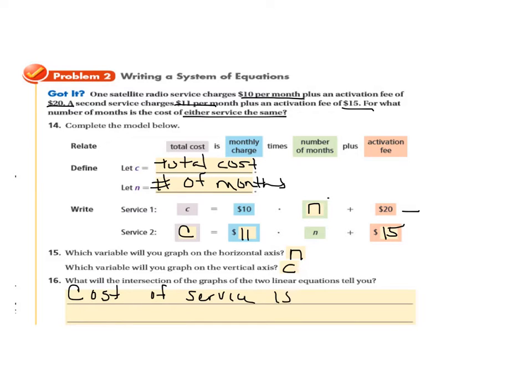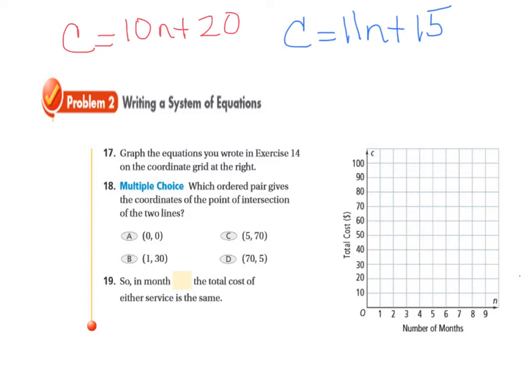All right, these are our two equations at the top, and we're going to graph those on the coordinate plane. First of all, we're going to graph C equals 10N plus 20. So our starting point is 20, and then we're going to use our slope, which is 10 over 1, to graph a few more points. So it's going to go up 10 over 1. It's going to go straight through all these corners right here.